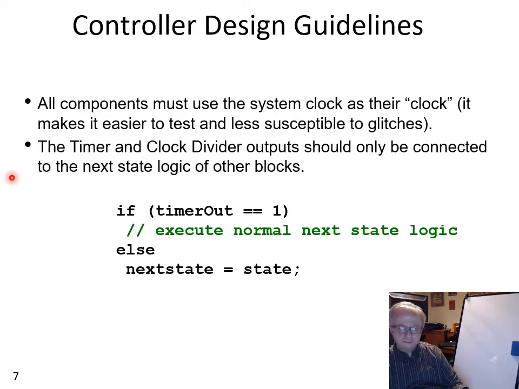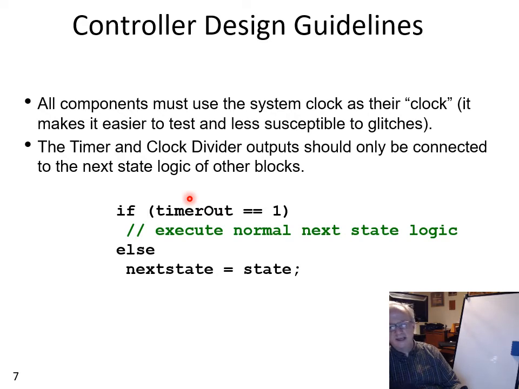Another rule: any of the outputs of the modules in this controller design, which you've got in the example I gave, the only blocks feeding inputs to the state machine are the timer and the clock divider. Those outputs should not be used to directly clock anything. And in fact, that really follows from the first rule. Instead, those should be used as inputs to the next state logic for the state machine.